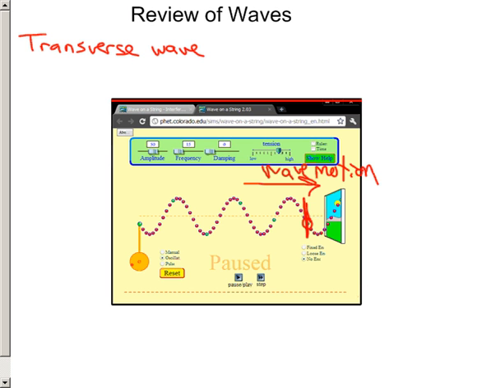That's where the wave particles are vibrating in a direction that's perpendicular, or 90 degrees, to the direction of the wave itself. The other type of wave that you might see is something called a longitudinal wave. This might be a wave that you would do on like a slinky. That's where the wave particles themselves would oscillate in the same direction as the wave itself.